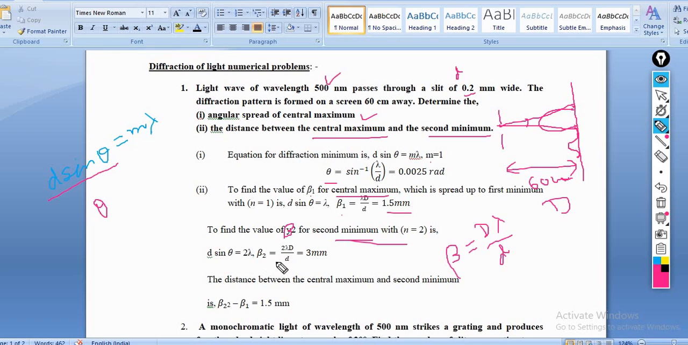So you can put d sin theta equal to m lambda with m equal to 2. So beta 2 can be calculated as 2 lambda D divided by small d. Actually this formula will be modified as beta equal to m D lambda divided by small d. So the difference between these two gives you the distance between the central maxima and second minima. So we are talking about this particular distance. So you calculate beta 1, beta 2, and the difference between these two gives you this particular distance.